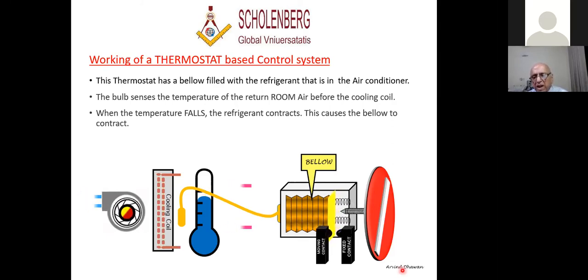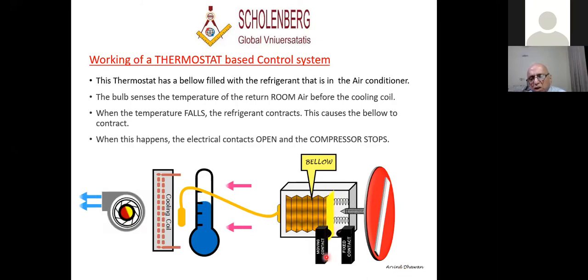When this bellow contracts, what happens is there's a moving contact attached to this bellow. So when the bellow contracts, it moves away to the left and away from the fixed contact, and these two contacts come apart. Through these contacts, we control that equipment. When the contacts are closed, your equipment is running. When the contacts are open, the equipment stops. How does it move away? Because of the temperature of the room. This bulb senses the temperature of the room, and accordingly, this bellow moves forward and back.